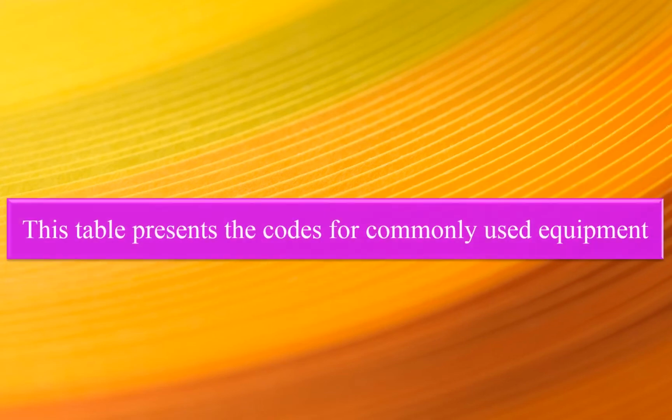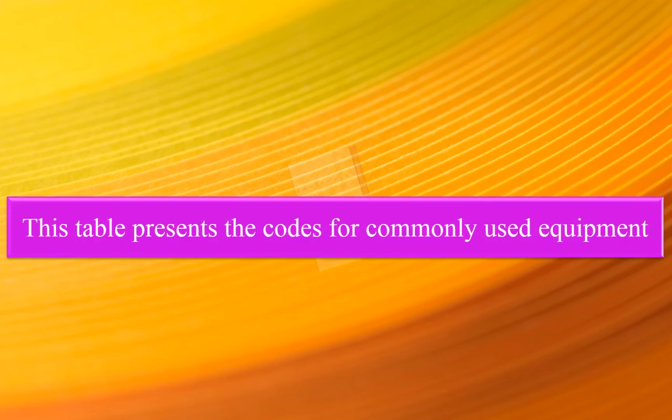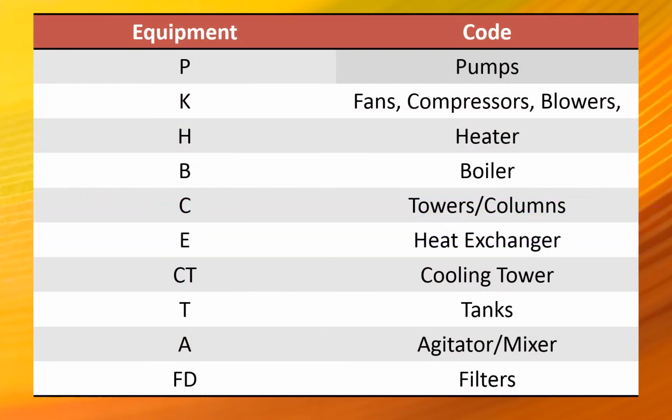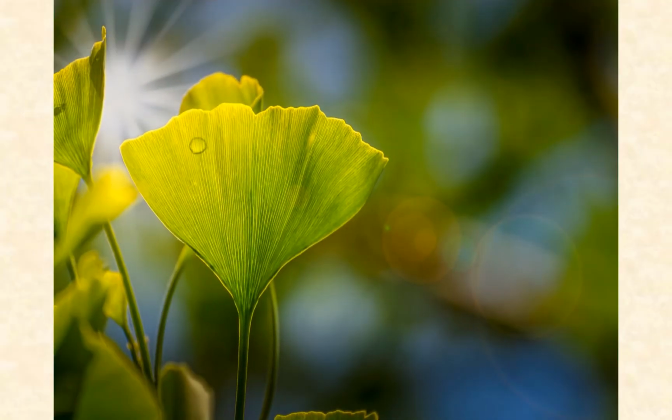This table presents the codes for commonly used equipment. P for pumps, K for fans, compressors and blowers, H for heater, B for boiler, C for towers and columns, E for heat exchanger, CT for cooling tower, T for tanks, A for agitator, stroke mixer, FD for filters. Insulation identification.